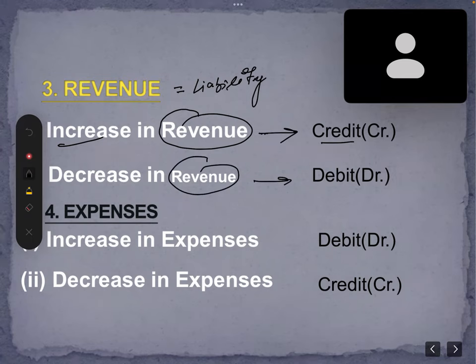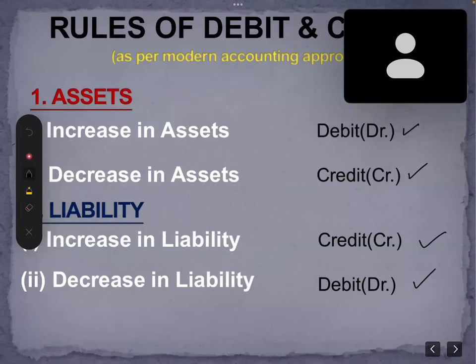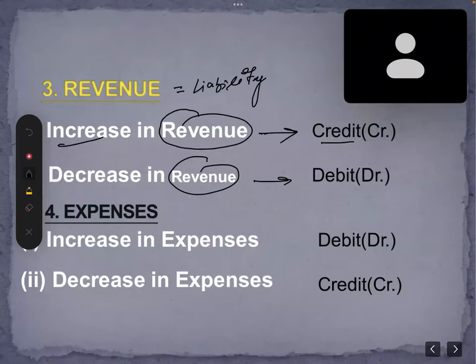If you pay attention, you will find that the rule regarding revenue and liability is the same. See, increase in liability needs to be credited, decrease in liability needs to be debited. Same goes with revenue. Increase in revenue, credit; decrease in revenue, debit.